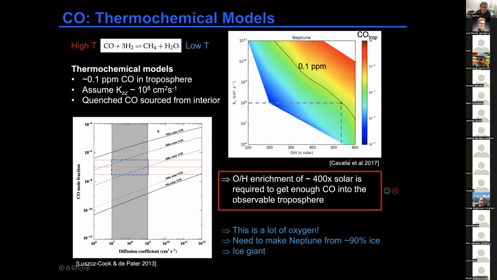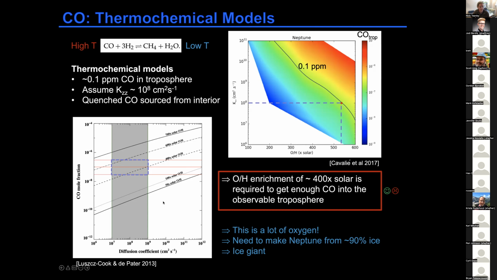So there's a few examples here. What you can do is prescribe the mixing. A study here from Cavalier et al. You can prescribe the eddy mixing coefficient in the troposphere and read off the tropospheric abundance. This black line here is showing the 0.1 parts per million CO, and you can read off what kind of OH enrichment you need in the troposphere.